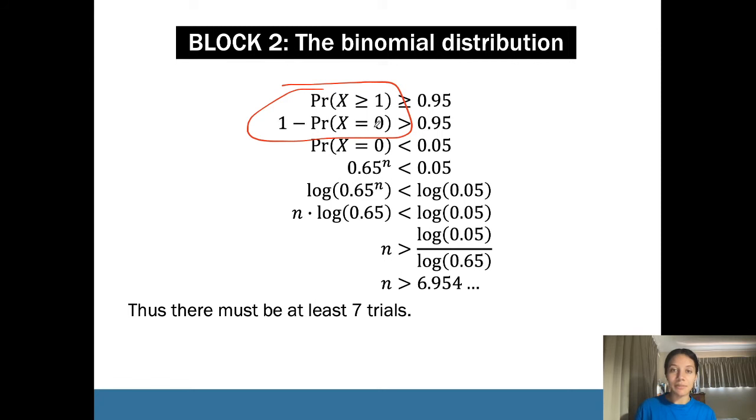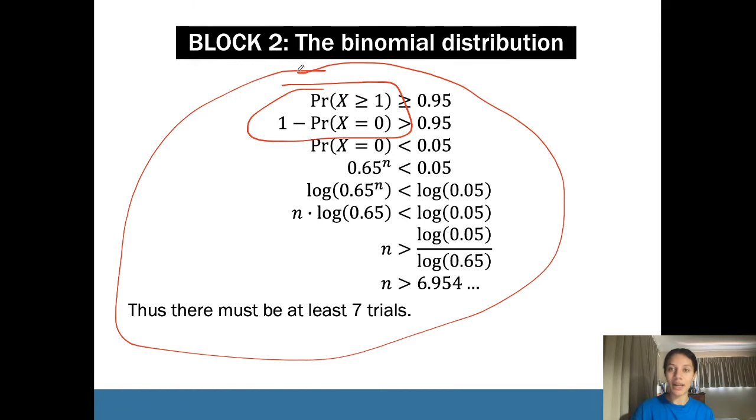We want that to be greater than or equal to 0.95, and if we rearrange, the probability of x being equal to 0 should be less than 0.05. We substitute in the binomial distribution formula from before where x is 0. We should end up with 0.65 to the power of n is less than 0.05. We take the log of both sides, then rearrange for n. So feel free to come back and check out this slide as an example of how you can apply the binomial distribution in a bit of a different context.